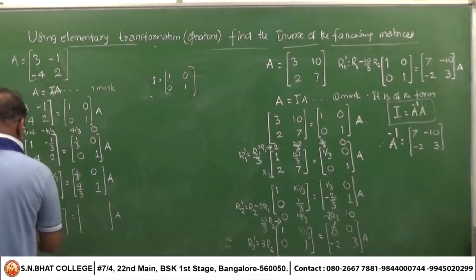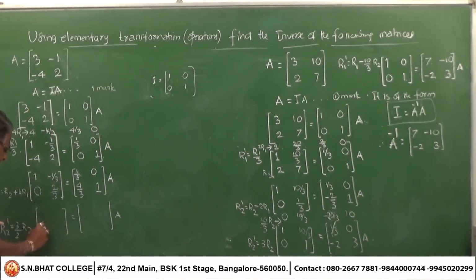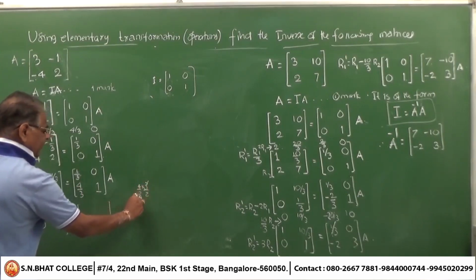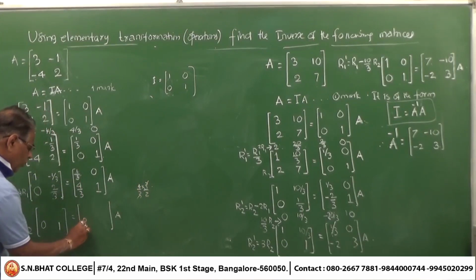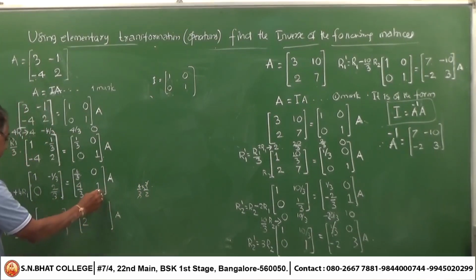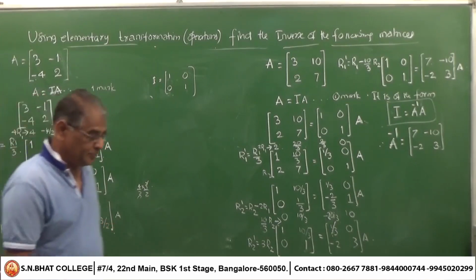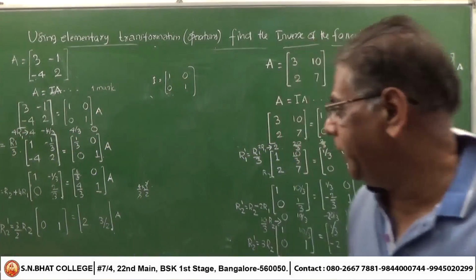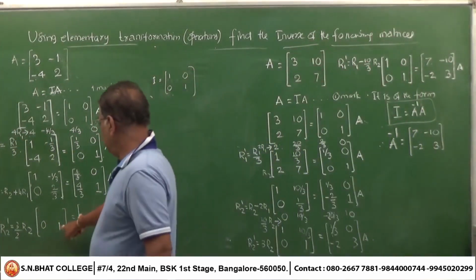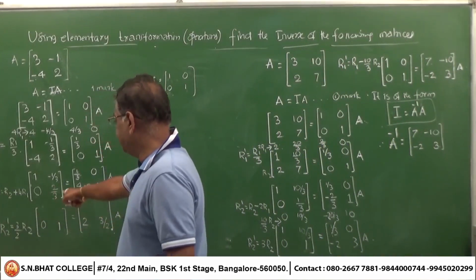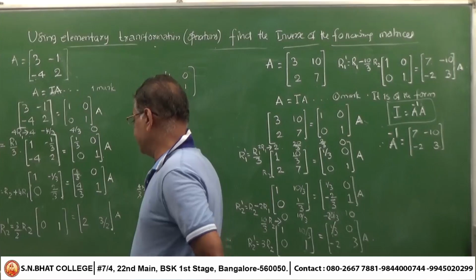If you multiply R2 by 3 by 2, 0 into 3 by 2 is 0. 2 by 3 into 3 by 2 becomes 1. Next, 4 by 3 into 3 by 2, the 3 gets cancelled, it becomes 4 by 2, which is 2. Multiplying by 3 by 2, it becomes 3 by 2 into 1, which is 3 by 2. To make the third element 1, we use 1, 0, 1. To make 1, it is division or multiplication. Multiply R2 by 3 by 2, you will get this step.